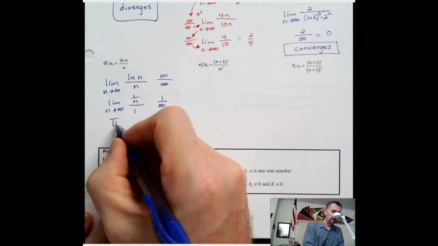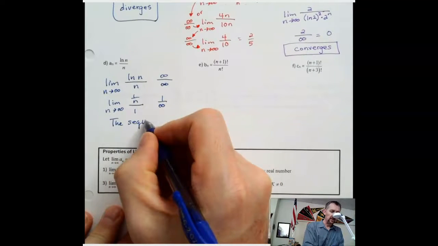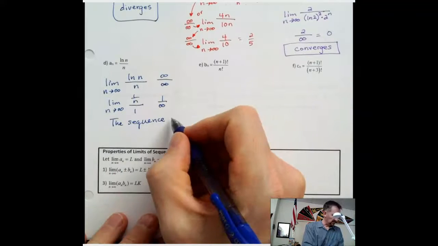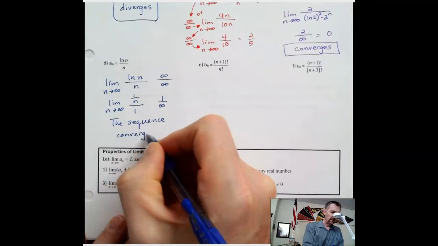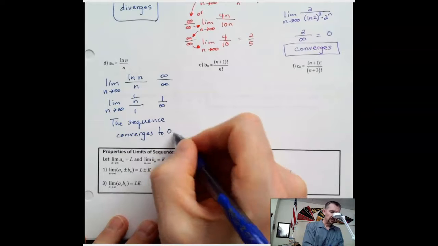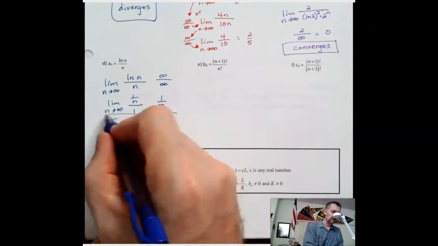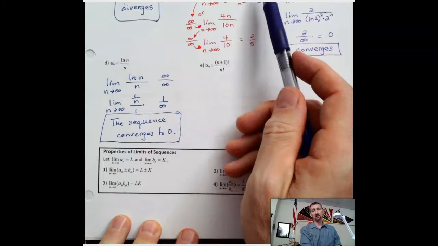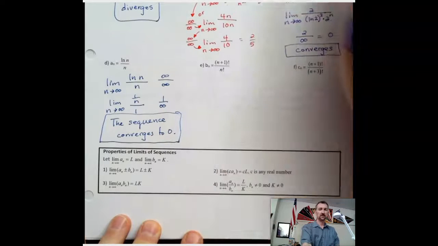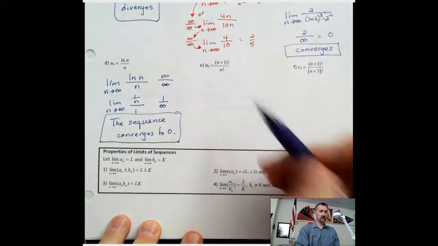So just writing it out in a little more detail, the sequence converges to 0. That's the same thing we could have said there. The sequence converges to 0. We said the sequence diverges. Here we could have said the sequence converges to 2/5. There. All right.